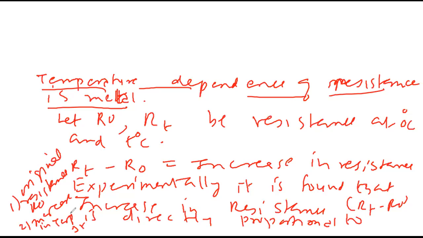That means the more the starting resistance, the more will be the increase. Same way it depends upon the increase in temperature delta T. Let R0 and RT be the resistance at 0 degree Celsius and T degree Celsius, so RT minus R0 is the increase. Experimentally it is found that RT minus R0 is directly proportional to first, the original resistance R0, second, the increase in temperature delta T. Please write this much.